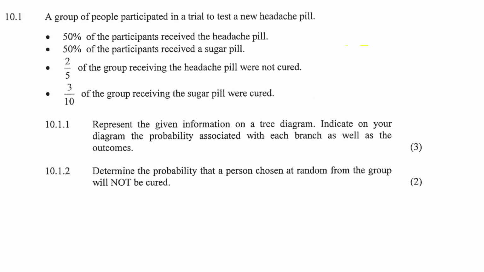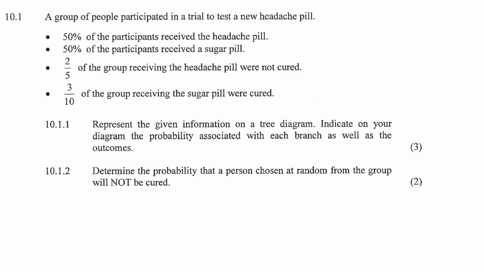A group of people participated in a trial to test a new headache pill. 50% received the headache pill, 50% received a sugar pill. 2/5 of the group receiving the headache pill were not cured. 3/10 of the group receiving the sugar pill were cured. First question, represent the information on a tree diagram.